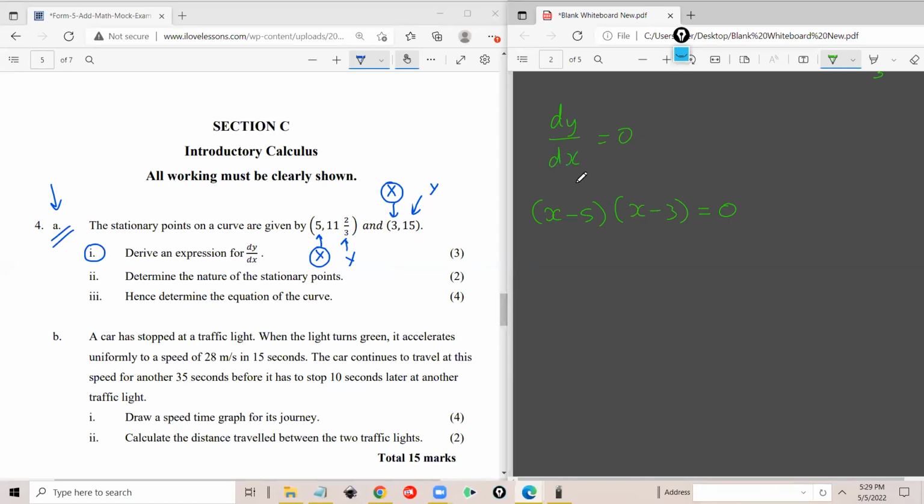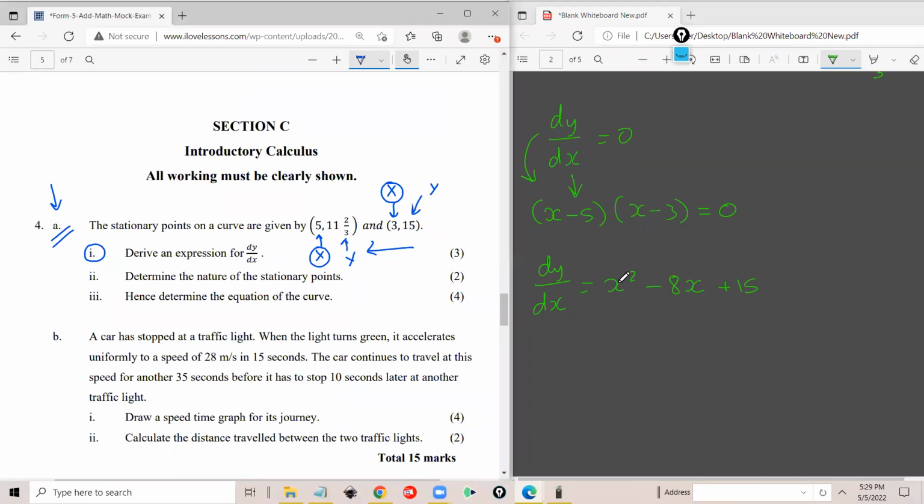Right. So this is dy/dx. You think you can expand this out and simplify it, and that will give us the expression for dy/dx. Let me do it. I know you all want to do this. If we expand these brackets, we get dy/dx equal to x squared minus 5x minus 3x, that's minus 8x, and then plus 15. That's the answer for part 1.